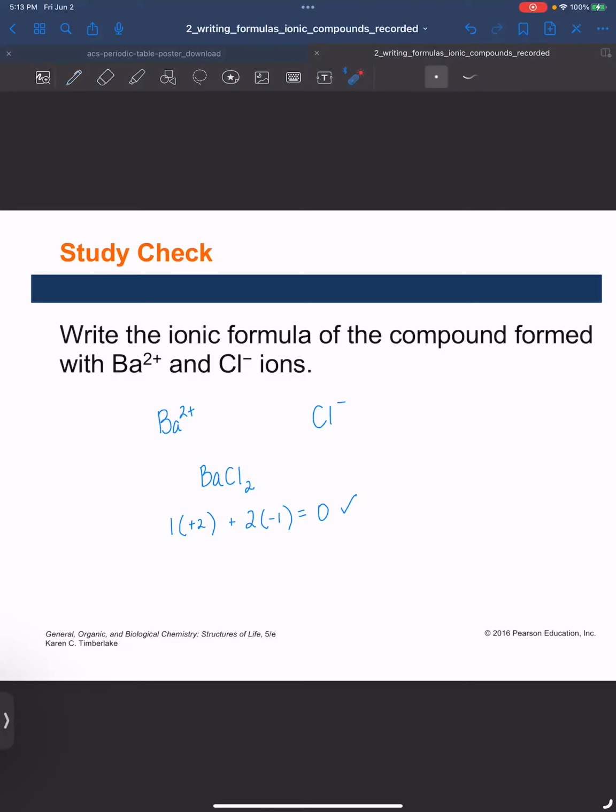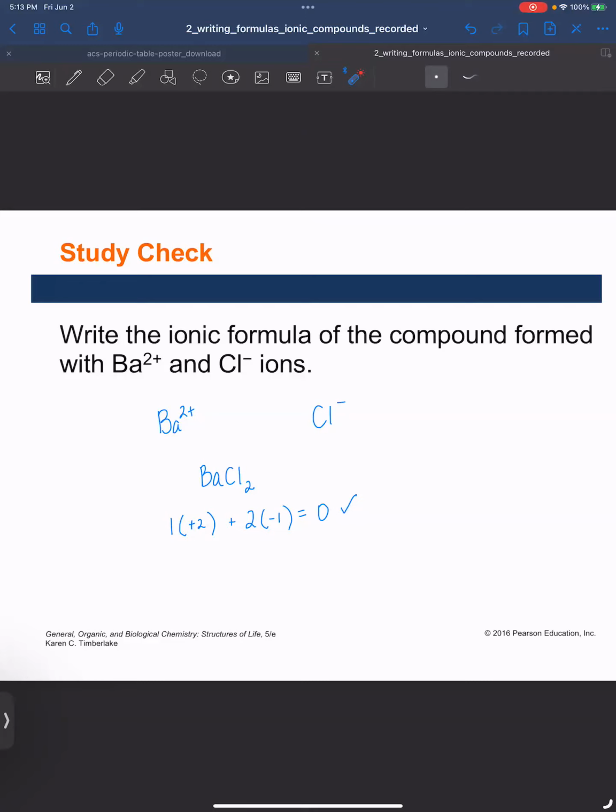Once again, we never write 1 if there's just 1 barium. We just understand that if we write the symbol, that implies it's 1. And we never put the charge on a subscript because it indicates the number of atoms, and the number of atoms always has to be a positive number. Can't have a negative number of atoms.